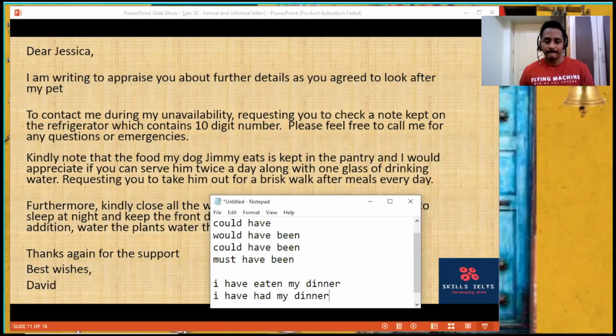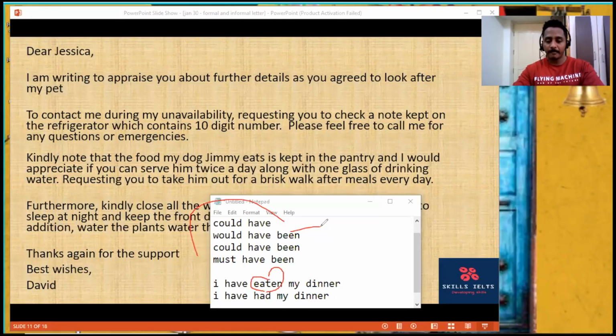Both are the same. The second verb, had, is not a verb at all. It's not an auxiliary verb. It's acting like eaten. Instead of saying I've eaten my dinner, I've had my dinner. It's much easier. And do not use all this in your essays. In letter writing, yes, in an informal tone or a formal tone, you can use it. He could have done it. He could have been doing it. Both are completely different tenses.